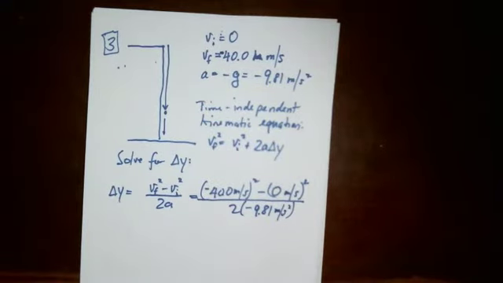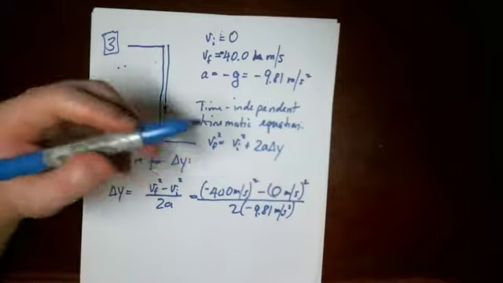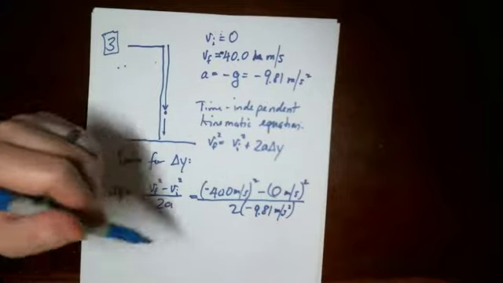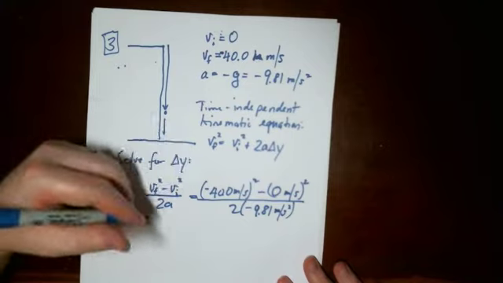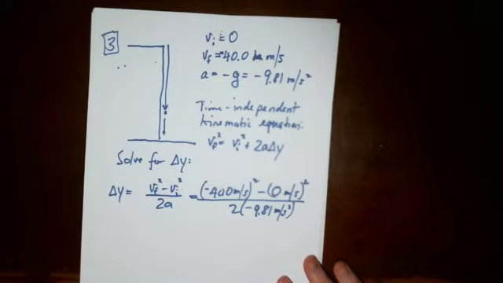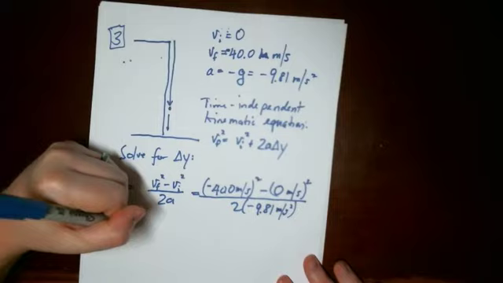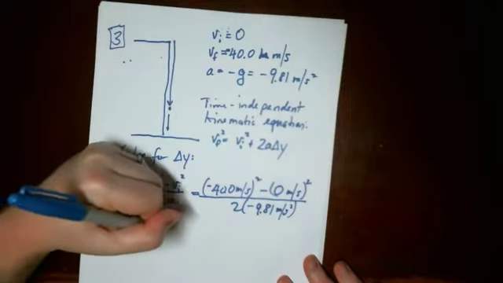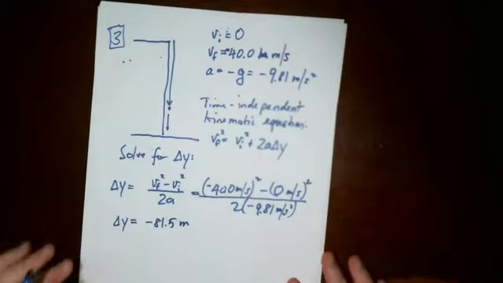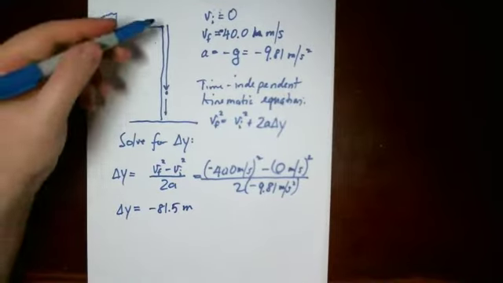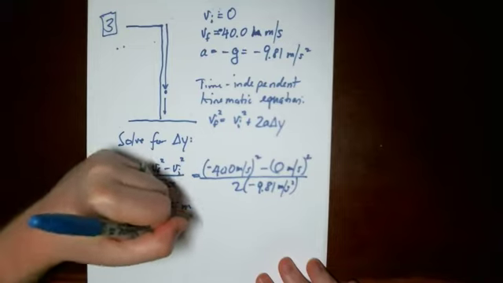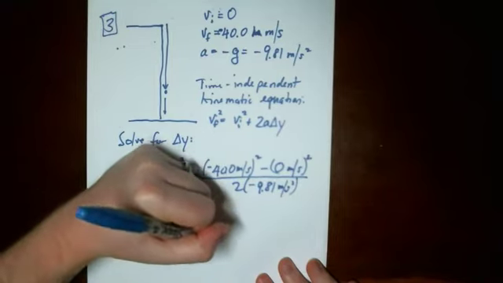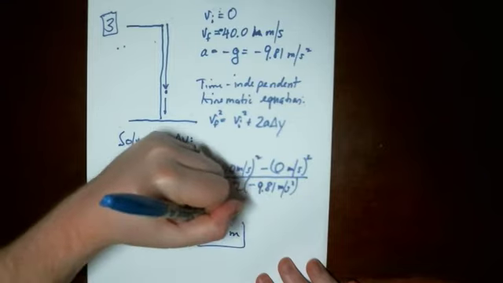Calculating all that out, negative 40 quantity squared is going to be 1600. 2 times 9.81 is going to be about 19.6. You can put the exact numbers into your calculator, and you should find that delta y equals negative 81.5 meters, which means that the rock fell 81.5 meters from the top of the cliff to the ground. So the height of the cliff is 81.5 meters.